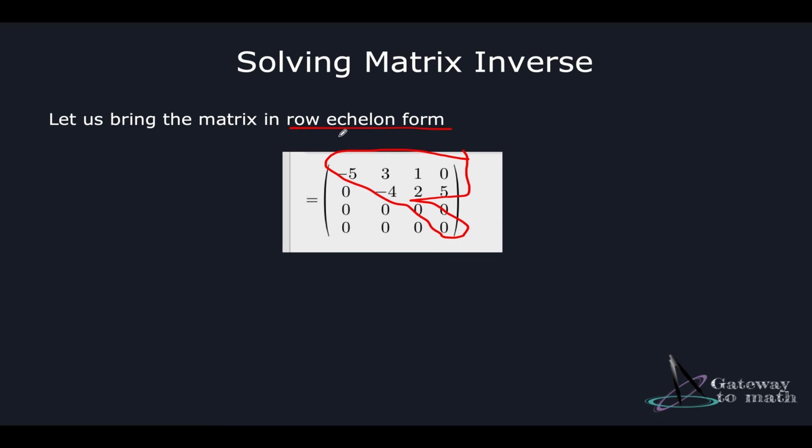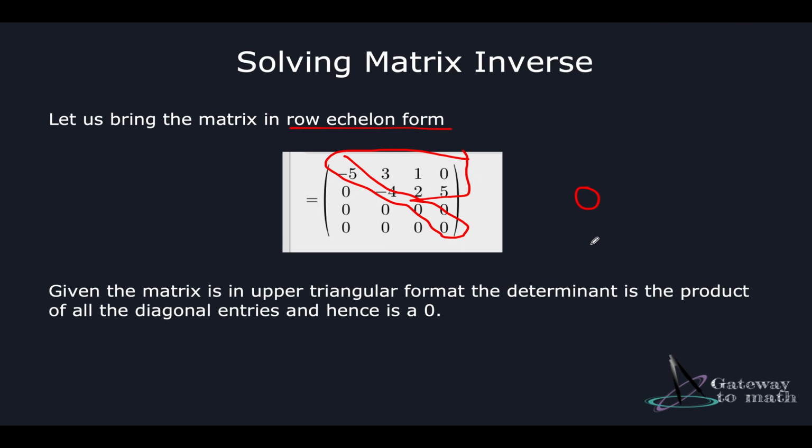So that means the determinant of this matrix will actually be the product of all the entries on the diagonal. So -4 multiplied by -4 multiplied by 0, which is a 0. So the determinant of the matrix above is 0, and since it's 0, the matrix does not have an inverse.